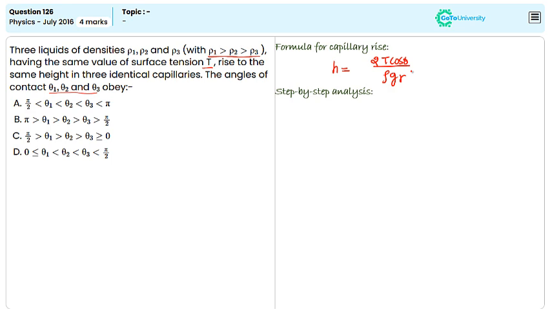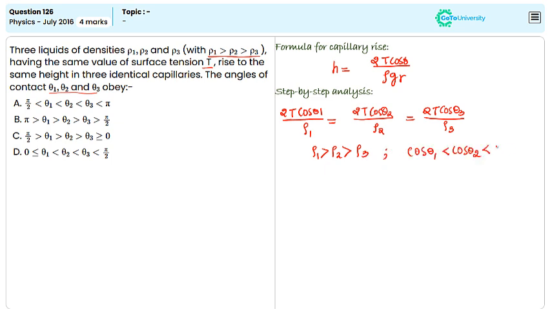Since the height h and surface tension T are the same for all liquids, we get 2T cos θ1 by ρ1 equals 2T cos θ2 by ρ2 equals 2T cos θ3 by ρ3. Since ρ1 is greater than ρ2 greater than ρ3, for the equality to hold, cos θ1 is less than cos θ2, which is less than cos θ3. So this implies θ1 is greater than θ2, which is greater than θ3.